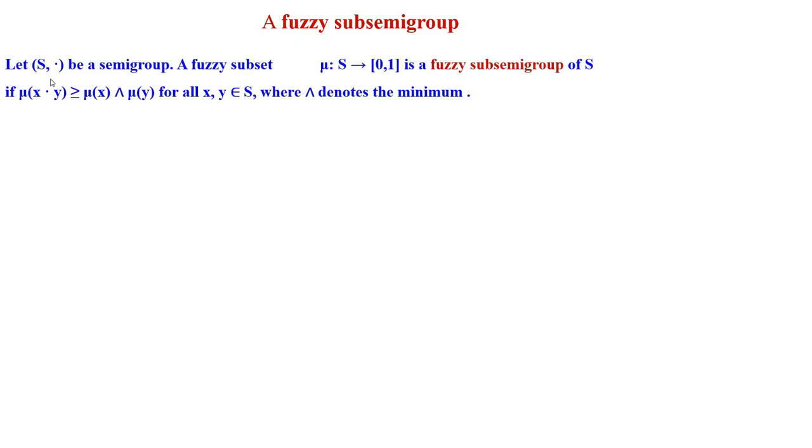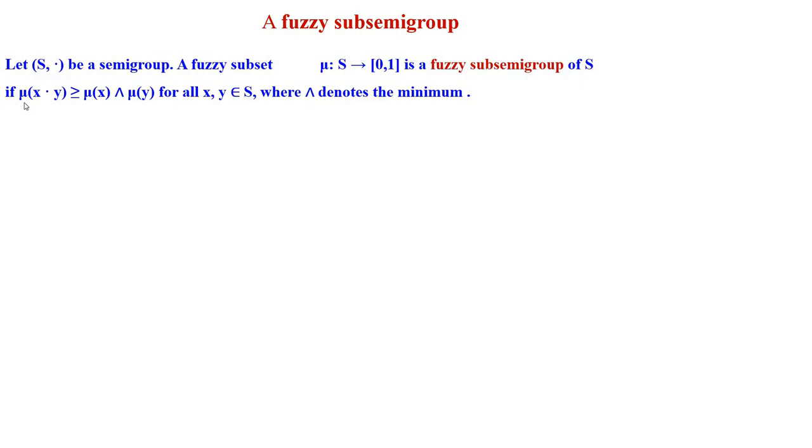In this video, we will have the definition of a fuzzy subsemigroup and also a live example for that. So first, we have the definition. Let S and a dot be a semigroup first. A fuzzy subset mu from S to the closed interval [0, 1] is a fuzzy subsemigroup of S if mu of x dot y is greater than or equal to mu of x cap mu of y for all x, y in S, where this cap denotes the minimum.